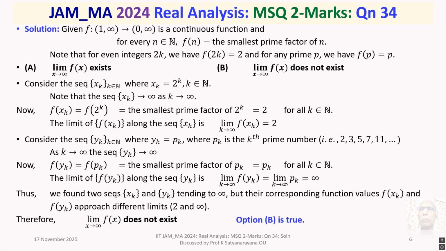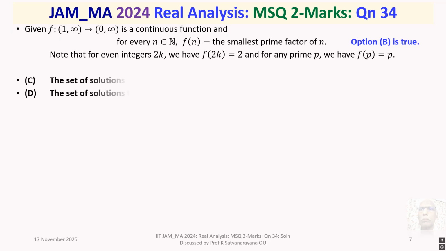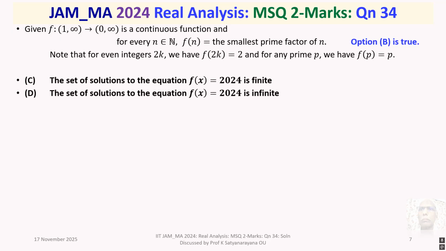We move on to the next slide for the discussion of the remaining two options. That's what we have. We consider options C and D. They talk about the number of solutions of the equation f of x is equal to 2024, whether it is finite or infinite.